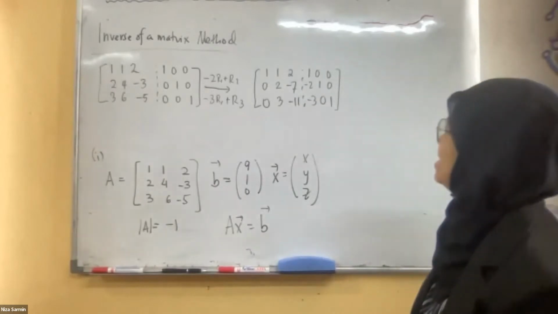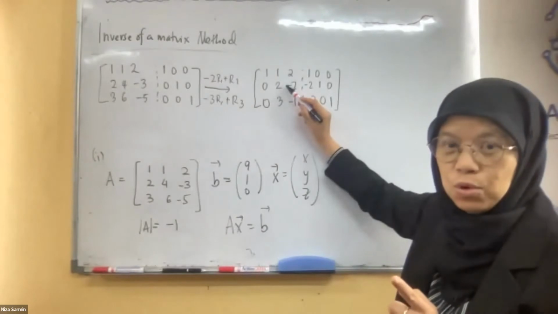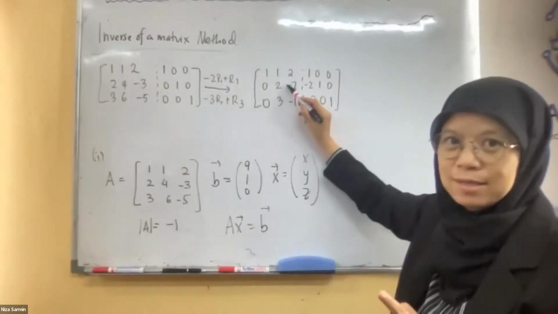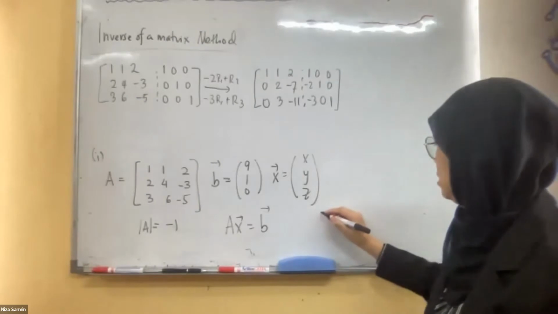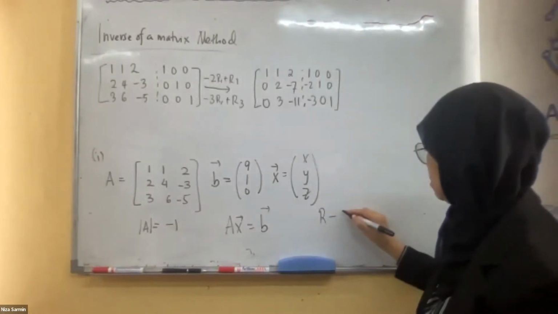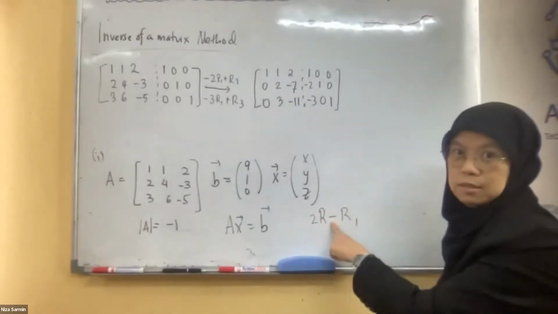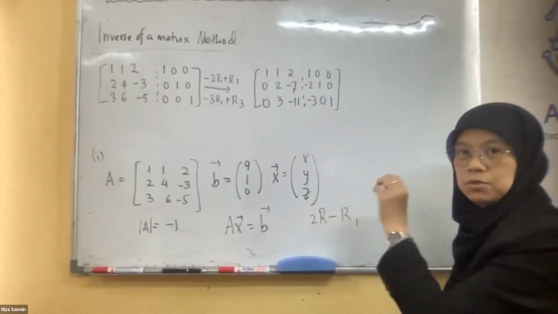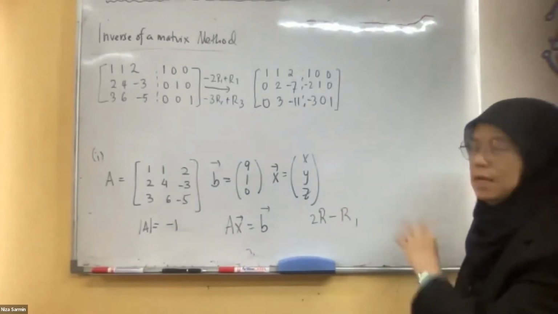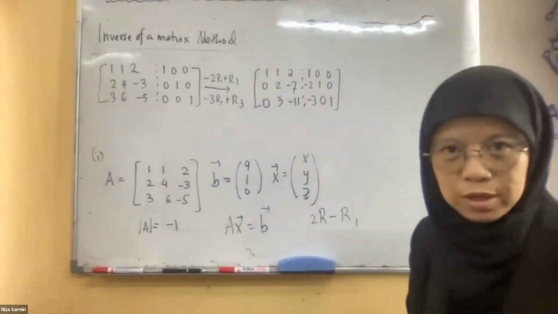Okay. Now, you want to make the second row, second column 1. Some students ask me why their answer is different. They do it like this. You cannot put a minus, because it has to be a plus: k R_i plus R_j.